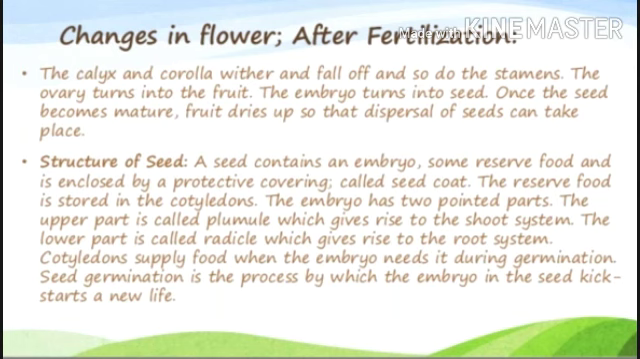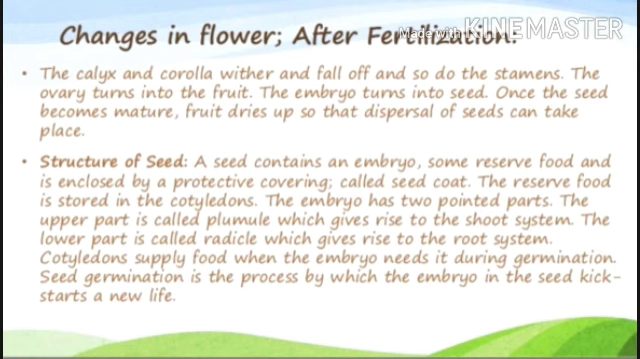Okay. Next are the changes in the flower after fertilization. The calyx and corolla, or you can say sepals and petals, wither and fall off, and so do the stamens. The ovary turns into the fruit. Okay. The zygote turns into the embryo, or you can say ovule changes into the seed. Once the seed becomes mature, the fruit dries up so that dispersal of seeds can take place. Now, the structure of the seed.